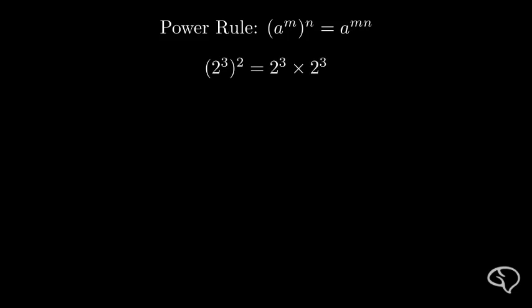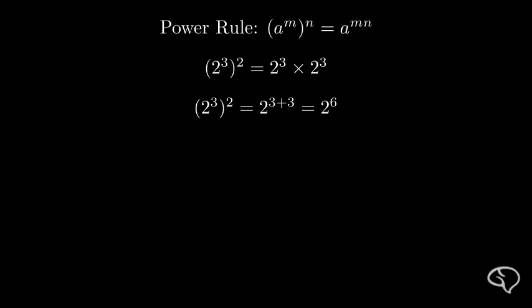Now we can use the product rule we just learned. We add the exponents. 3 plus 3 is 6. So 2 cubed squared is 2 to the power of 6. Notice that 6 is the product of the original exponents, 3 and 2. This confirms the power rule.